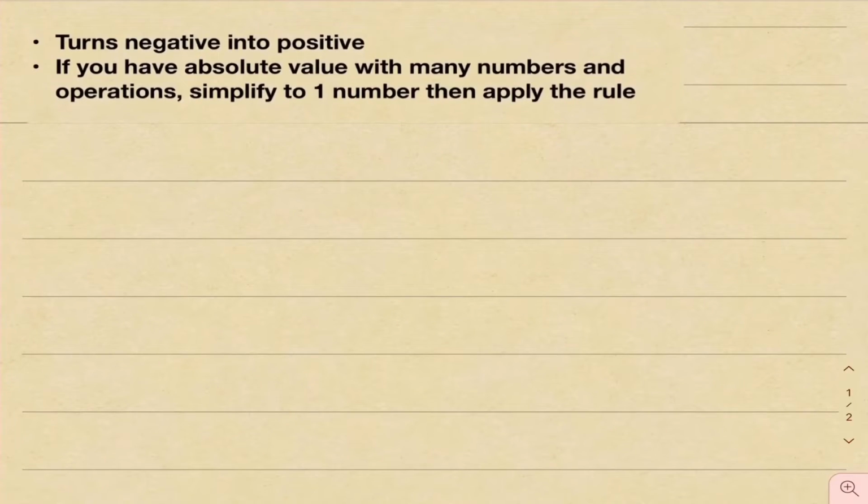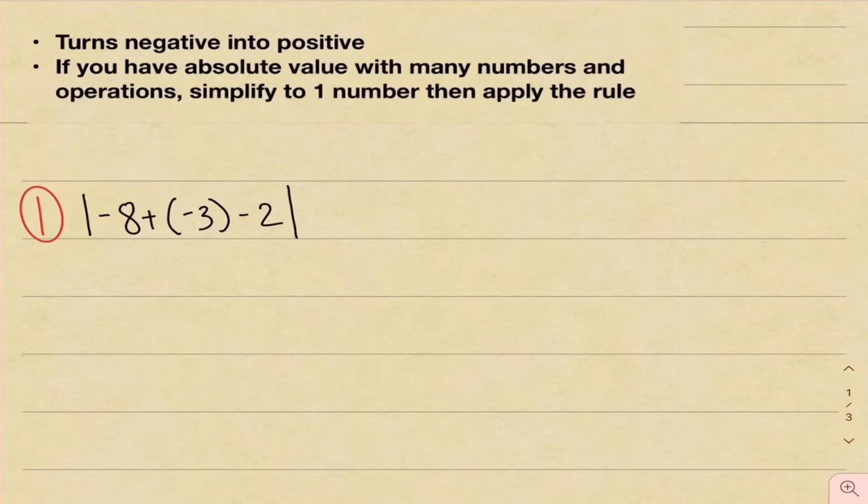So an absolute value turns a negative into a positive. And also, if you have an absolute value with many numbers and operations, you have to simplify to one number and then apply the rule. So let me do a problem. Problem 1. If I have an absolute value of negative 8 plus negative 3 minus 2. So how do I do this problem? So I'm going to work inside of the absolute value, simplify it to one number, and then apply the rule.